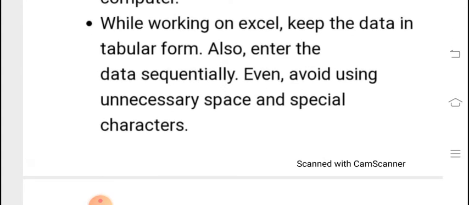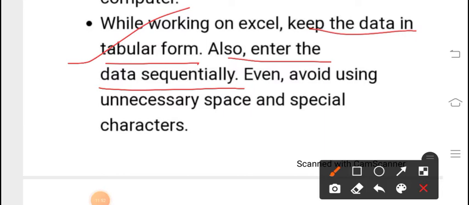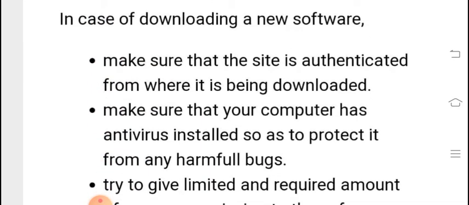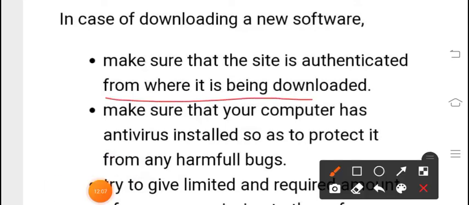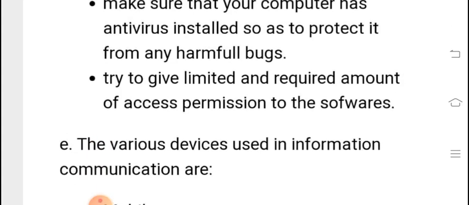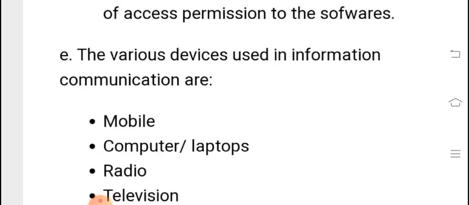While working on Excel, keep the data in tabular form. Also enter the data sequentially. Avoid using unnecessary space and special characters. In case of downloading new software, make sure that the site from where it is being downloaded is authentic. Make sure that your computer has antivirus installed so as to protect it from any harmful bugs. Try to give a limited and required amount of access permission to these software.